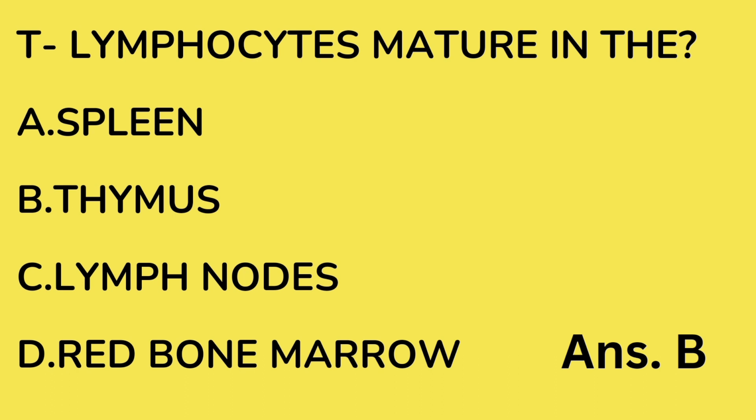Next question, T lymphocytes mature in. So where do the T lymphocytes mature? Option A spleen, option B thymus, option C lymph nodes and option D red bone marrow. Here the right answer is option B, that is thymus.